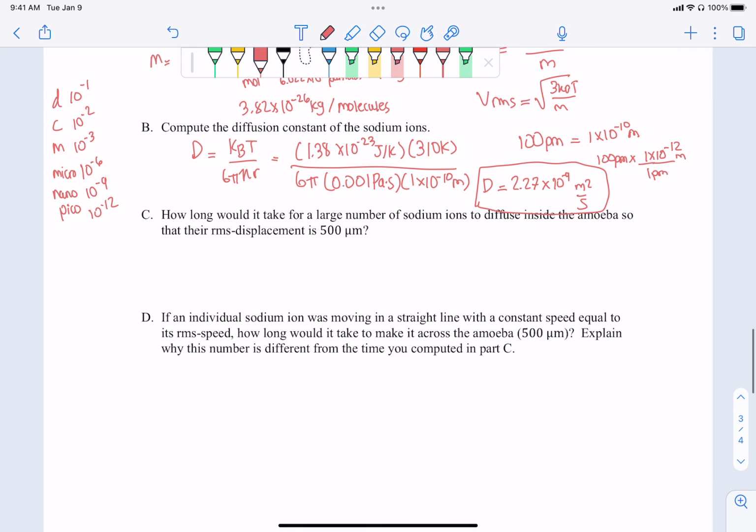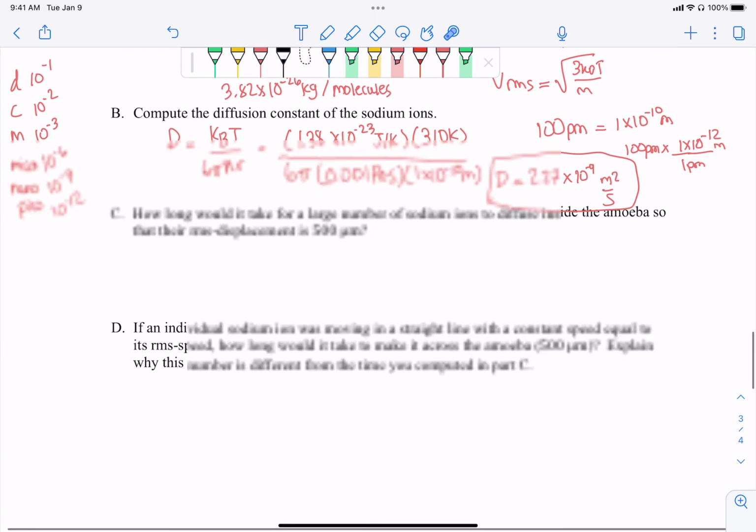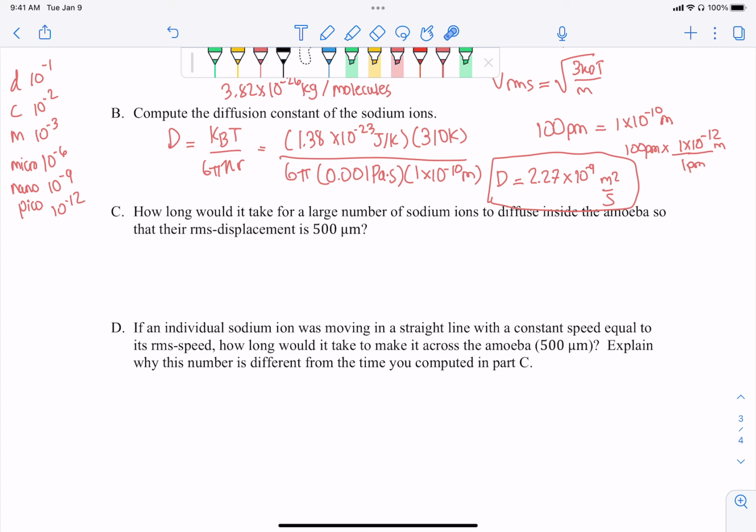But anyway, part C is asking how long it would take for a large number of sodium ions to diffuse inside the amoeba so that their RMS displacement is 500 micrometers. So here's the key, because if they try to trick you with a multiple choice question, or even, I doubt they would do this for a written response because it's so easy, but I could see this for a multiple choice. So if they said, how long would it take for a sodium ion to diffuse, right?